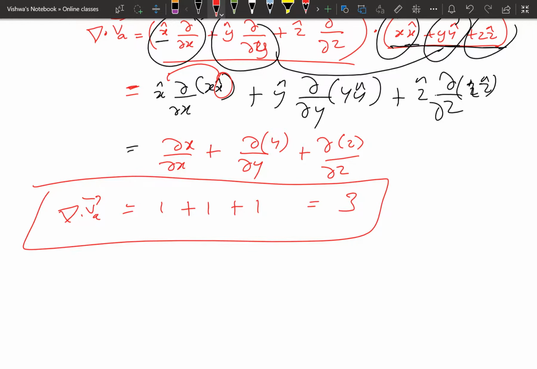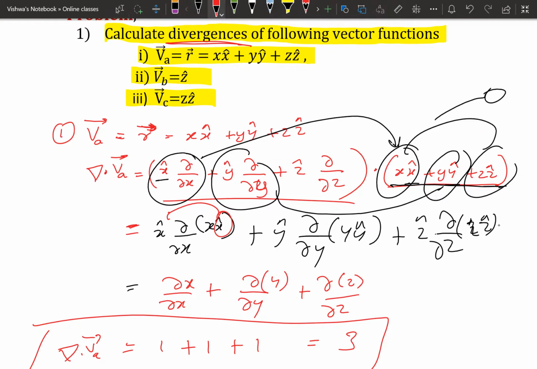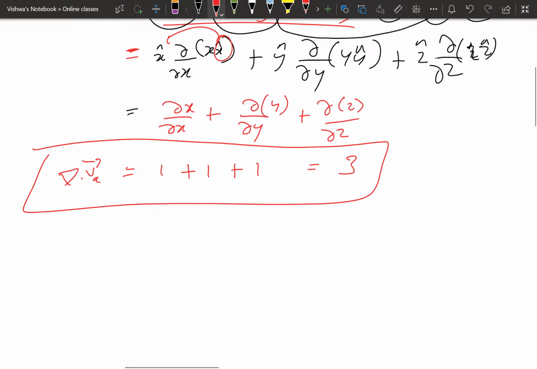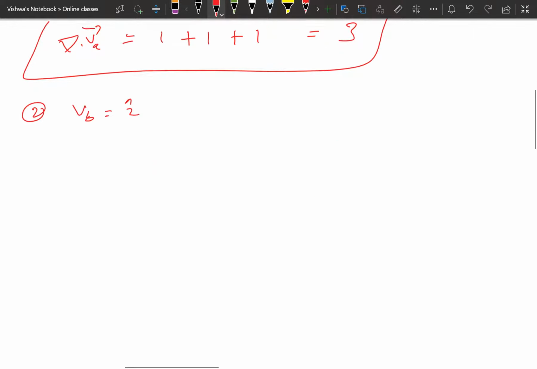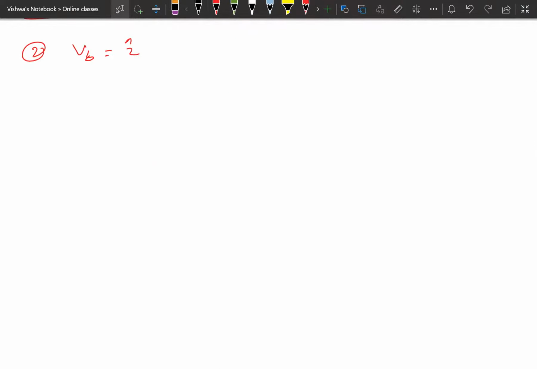Now take the second one. The second one is this one. Vector field VB is equal to z cap. Now we have to find the divergence of this vector field. For that, del dot VB.